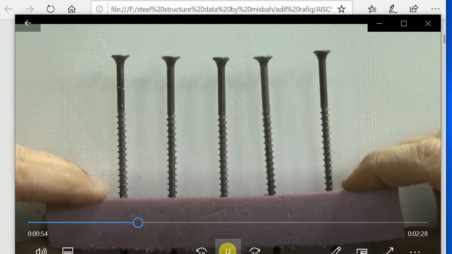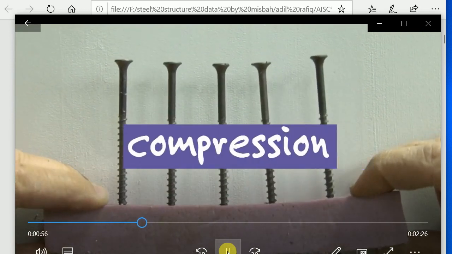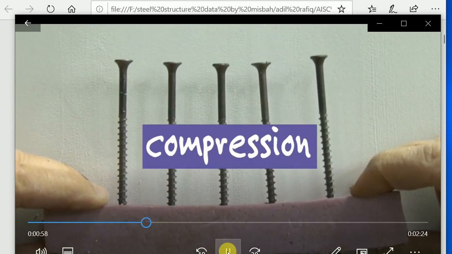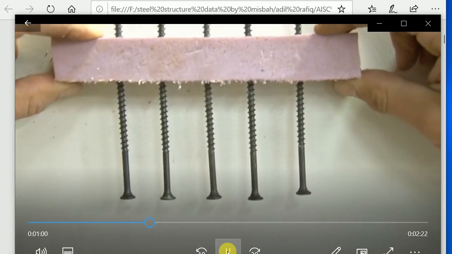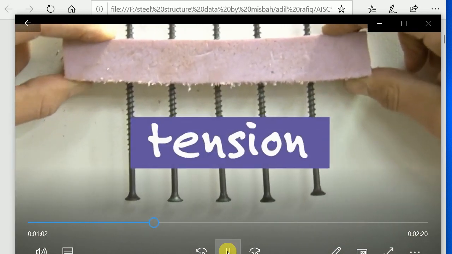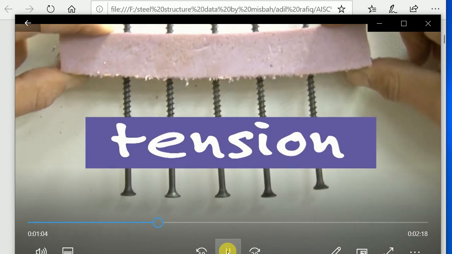Those screw heads get further apart. That means the bottom side of the beam is in tension. We want to put all the material where it's needed the most, at the very top and the very bottom of the beam. This is very important.